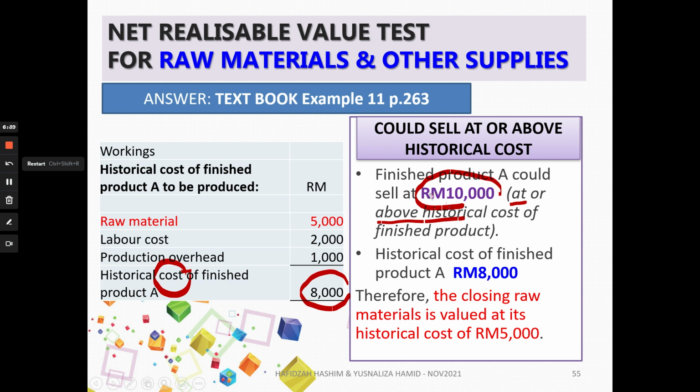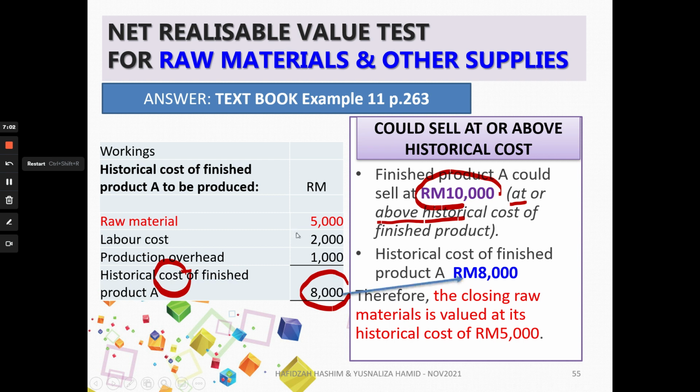And that is to conclude that the closing raw material will be valued at 5,000. Why? Because the selling price is above or at the historical cost. Here it is above by 2,000. So the closing raw material will be valued at 5,000.